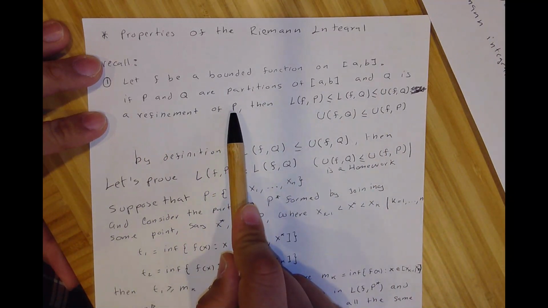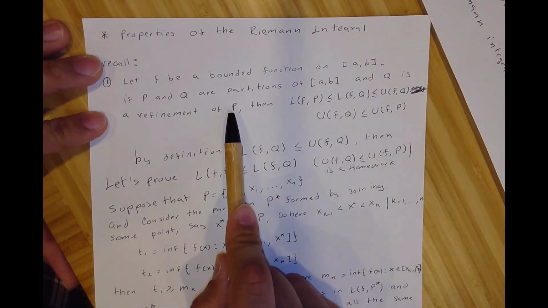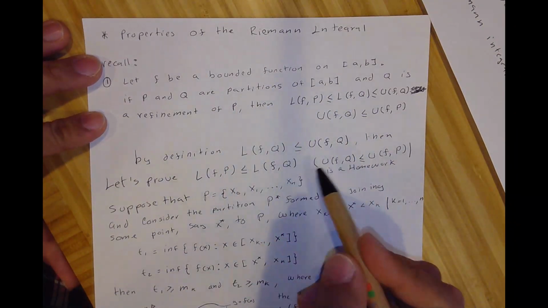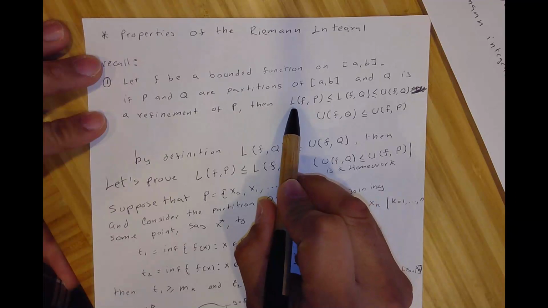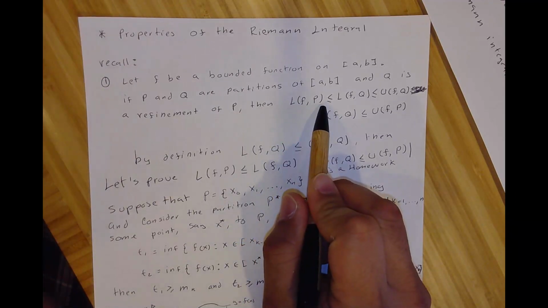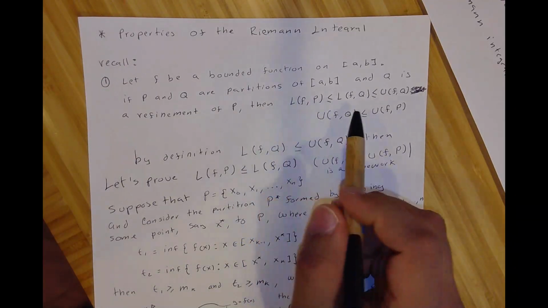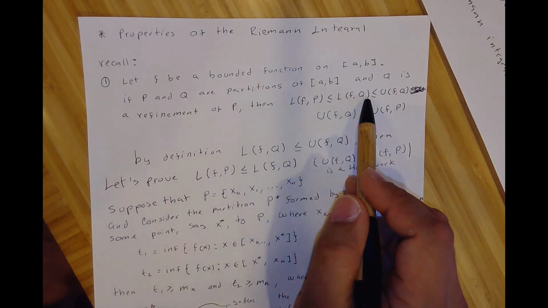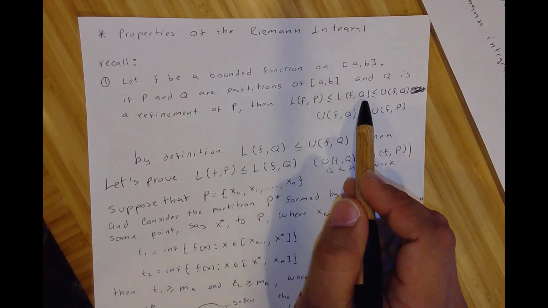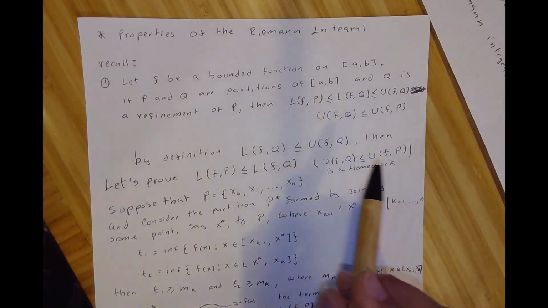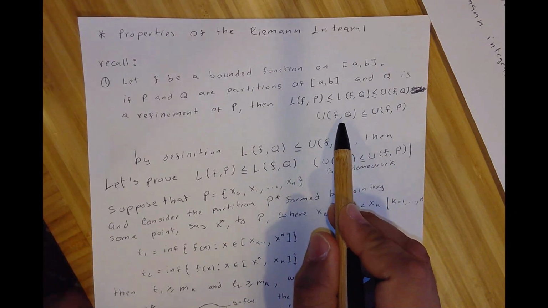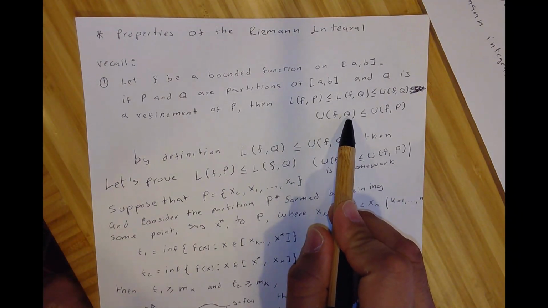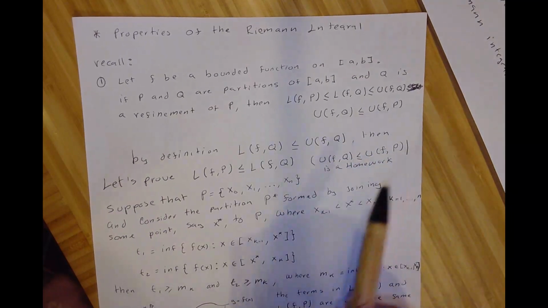If it's a refinement, it means that P is a subset of Q. Then we will say that the lower sum of the partition P for f is less than or equal to the lower sum of the partition Q, which is the refinement. The same holds for the upper sums: the upper sum of the partition Q is less than or equal to the upper sum of the partition P.